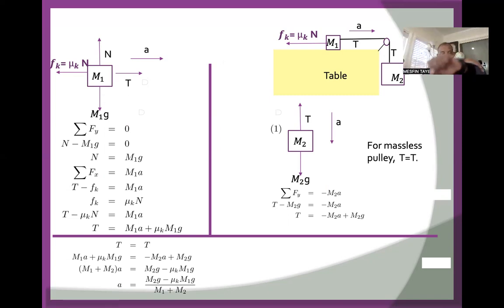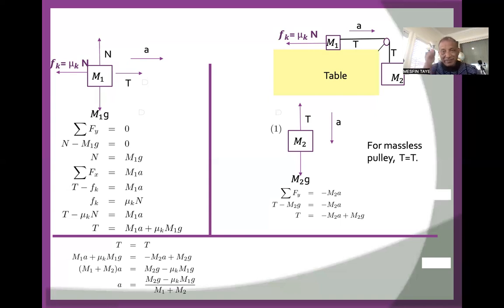Now I can use Newton's law, but this time I'm going to use Newton's law in the y direction. So the sum of forces in the y direction is 0. Why? Because M1 is not moving in the y direction. It's always on the table. There is no acceleration in the y direction. In the y direction, I have normal force, which is positive because force is a vector. Up is positive, down is negative. Plus minus m1g is equal to 0. So take m1g to the right. So normal force is equal to m1g. Okay, that's good.